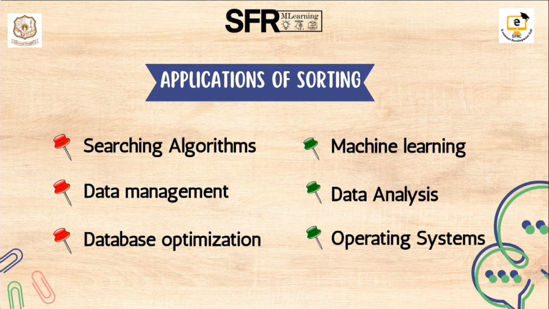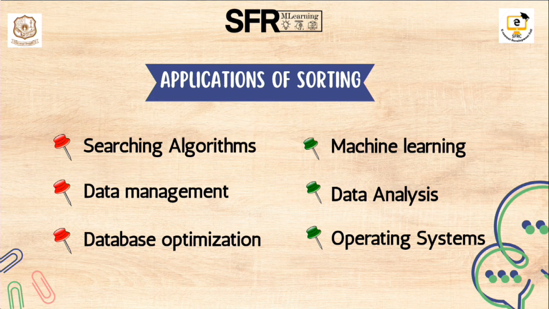Applications of sorting. First one is searching algorithms. Sorting is often a crucial step in search algorithms like binary search and ternary search. A lot of greedy algorithms use sorting as a first step to apply the greedy approach. Second one is data management. Sorting data makes it easier to search, retrieve and analyze. For example, the ORDER BY operation in SQL queries requires sorting.